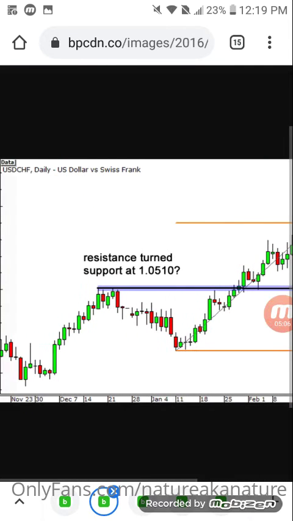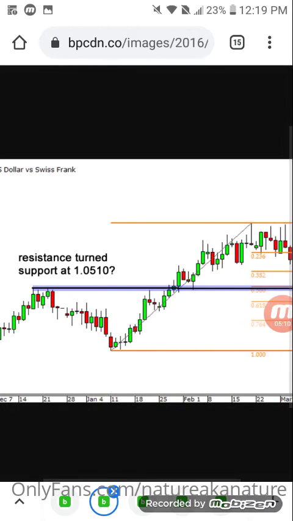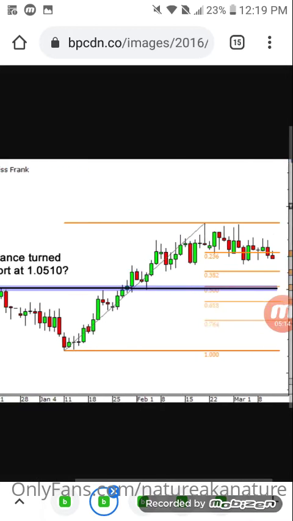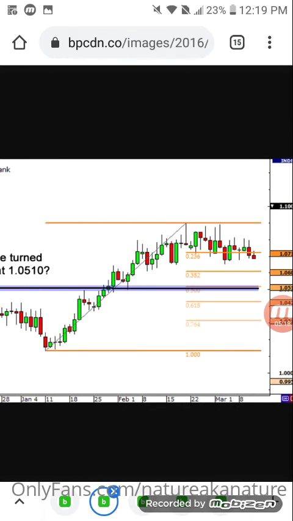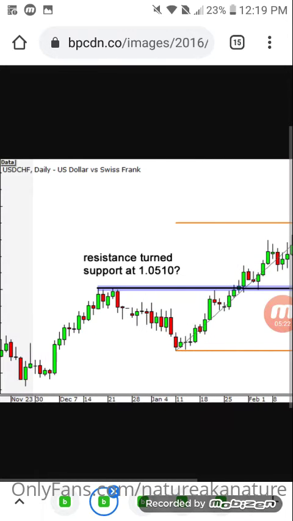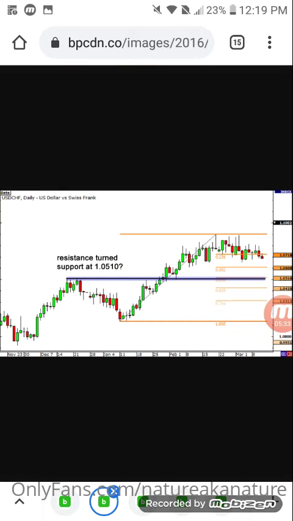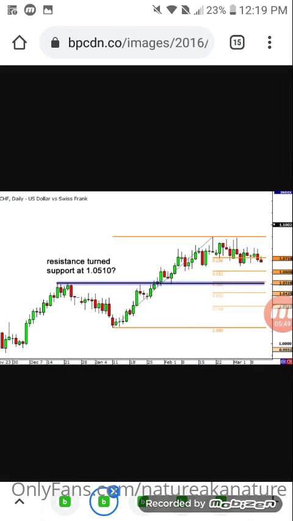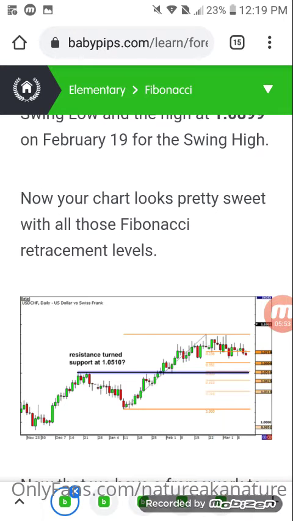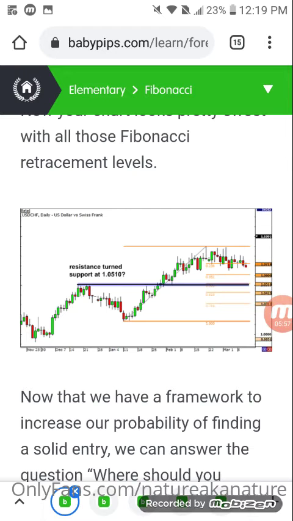As you can see, we have Fibonacci support at 1.0510. It lines up perfectly with the 50 Fibonacci retracement level. We found a temporary resistance that turned into support at 1.0510. Resistance can turn into support, and support can turn into resistance. It was a recent resistance that turned to support at 1.0510, which is at the 50 Fibonacci level. This is how we can see where price will head next.